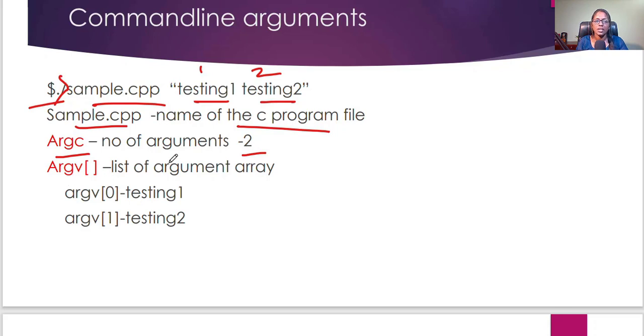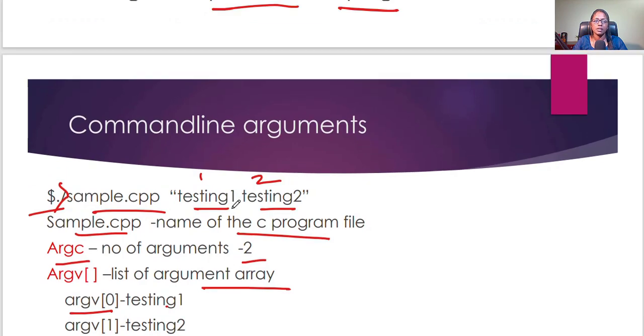argv is the array of arguments. It is an array, okay, and it will be continuous for however many you pass. So initially argv[0] holds the program name, and argv[1] holds testing1 and argv[2] holds testing2. So that's it. This is called command line arguments.